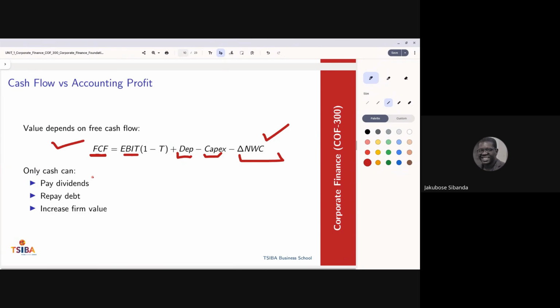So only cash can pay dividends. We need cash, we don't want profit. Only cash can repay debt, and only cash can increase the firm value. If the investors see that your firm is generating cash, then they are willing to invest because they know that even if you are not making profits now, later on it's more likely that the firm will end up making profits. In terms of liquidity risk, there is no liquidity risk because there is activity within the firm.